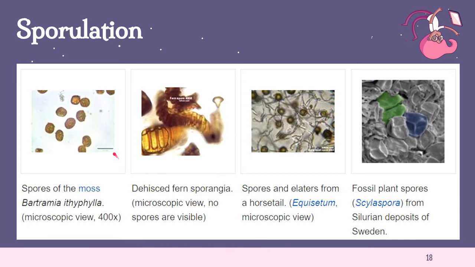So these are more images of sporulation. These are the spores of the moss Bartramia epiphylla, seen under the microscope. Spores and elaters from a horsetail, Equisetum, and fossil plant spores from Scylaspora, from the Silurian deposits found in Sweden.